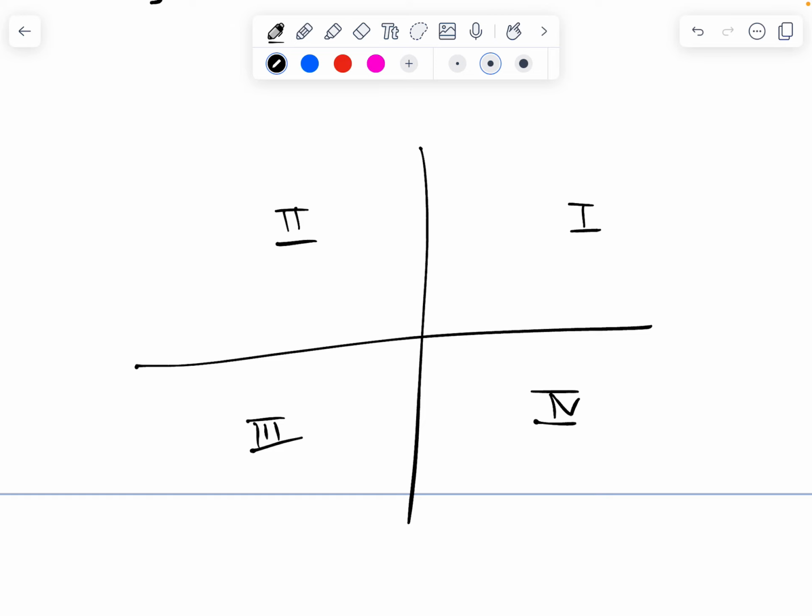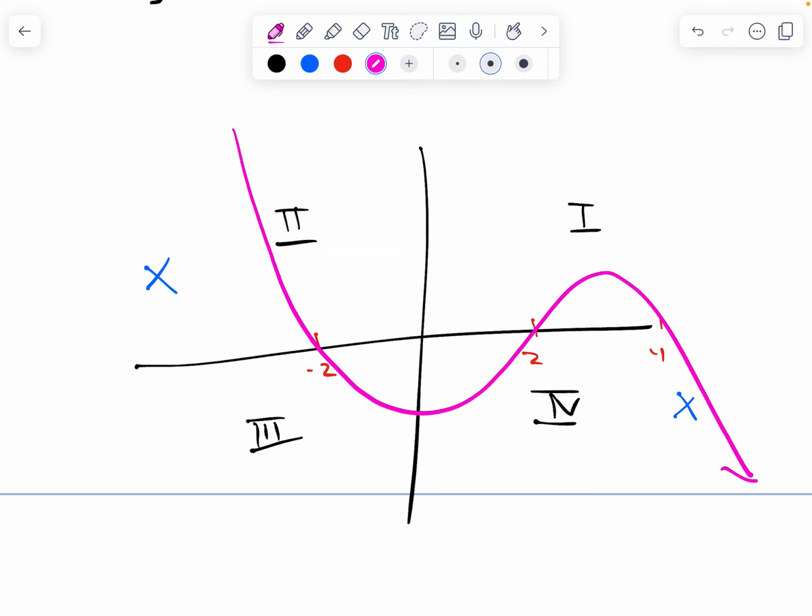It says it starts in quadrant 2, so it starts here, and it ends in quadrant 4. It ends there. It has solutions at -2, 0, and at 2, 0, and at 4, 0. Okay, so with that, we're going to start it here. It's going to come through here. It's going to come through here. It's going to come through here, and it ends here. So this is the end, this is the start. Starts in quadrant 2, ends in quadrant 4.